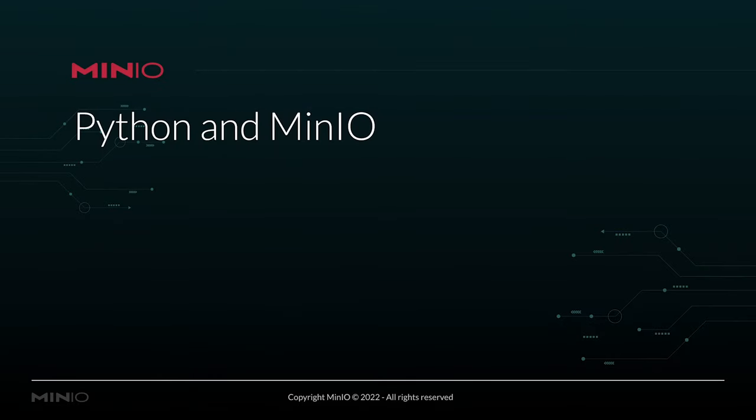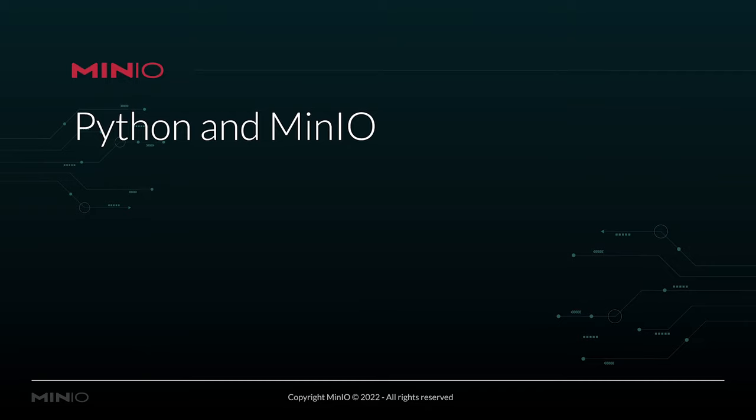So our example that we're going to work with is Python and MinIO. We're going to be working with our Python library. Now, keep in mind, Amazon has a Python library. Amazon's Python library is Boto 3. And in fact, you can actually use the Boto 3 library with MinIO because MinIO is S3 compatible. You don't actually have to do anything special to get this going. You simply use the Boto 3 libraries.